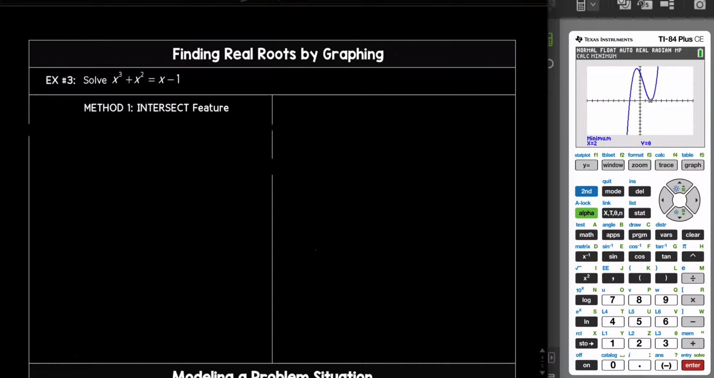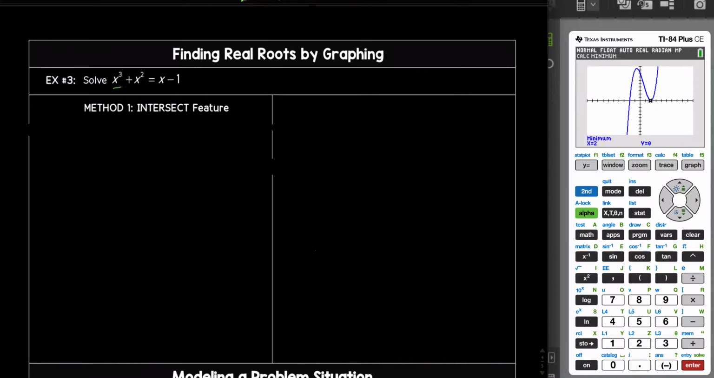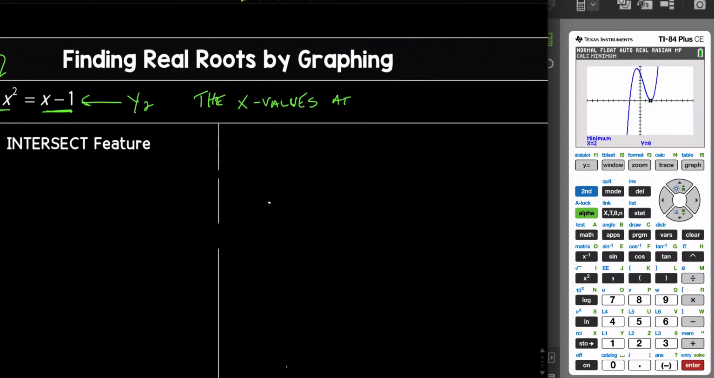So if you look here, I've got one polynomial equals another. Typically, we say get everything on one side. What we're going to do now is look at these as two separate equations, like y1 is that equation and y2 is that equation. And solving those for x means the x values at which the two graphs intersect.